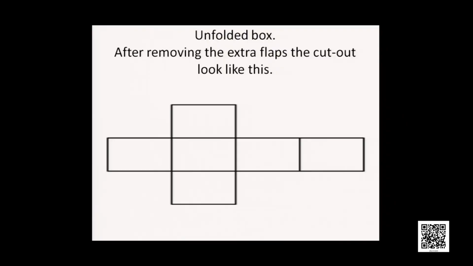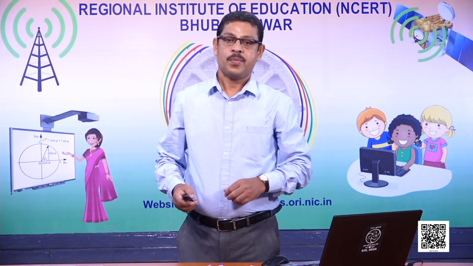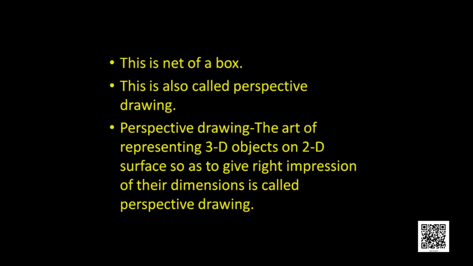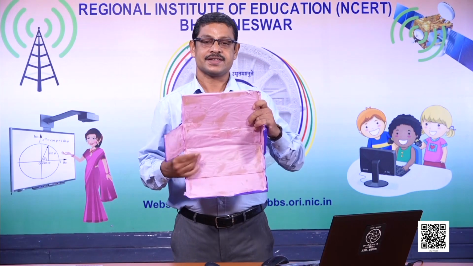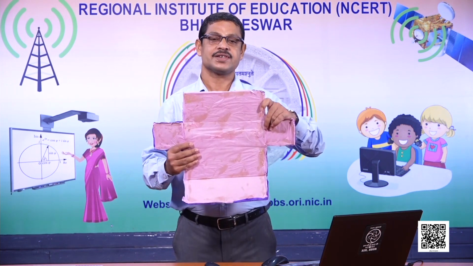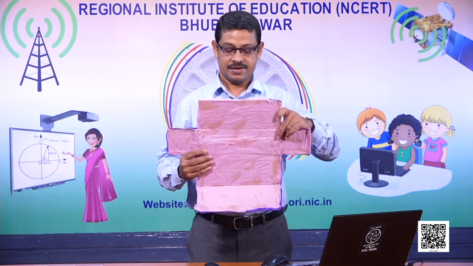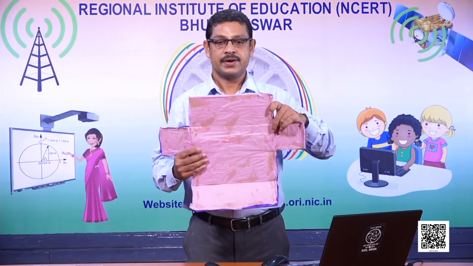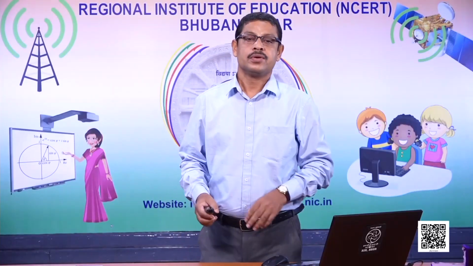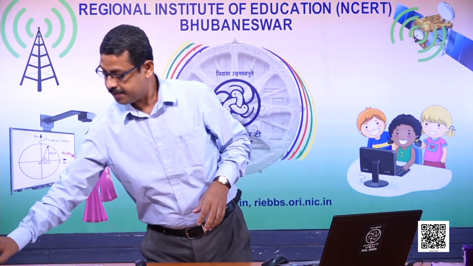So you see here, this is called the net of a box. After removing the extra flaps, the cutout looks like this. This is called the net of the box. This is also called perspective drawing. What is perspective drawing? The art of representing a 3D object on a 2D surface so as to give the right impression of its dimensions is called perspective drawing. Okay.